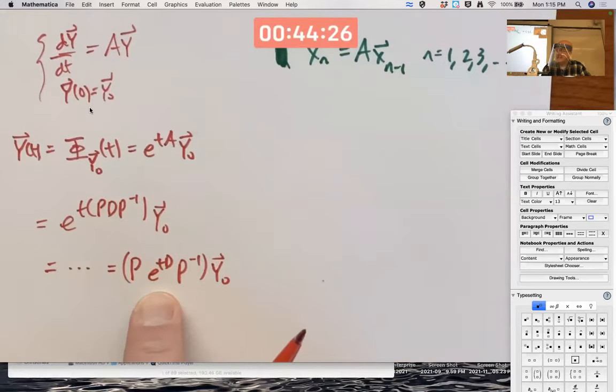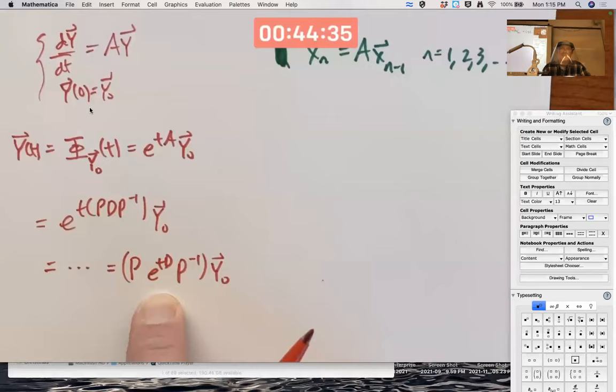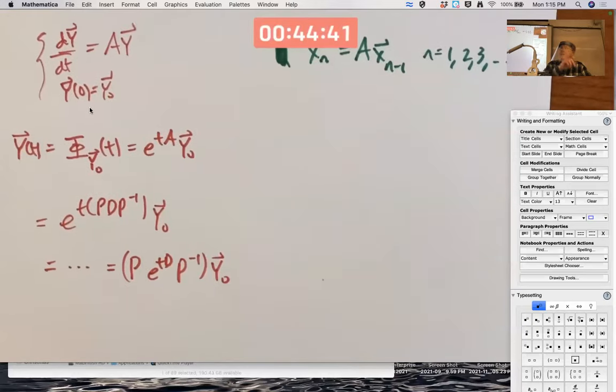And e to the tD is supposed to be easy because when D is diagonal, e to the tD will also be diagonal. Zeros off the main diagonal. And on the main diagonal, you'll have e to the lambda 1 t in the first spot, e to the lambda 2 t in the second spot, e to the lambda 3 t in the third spot, etc.